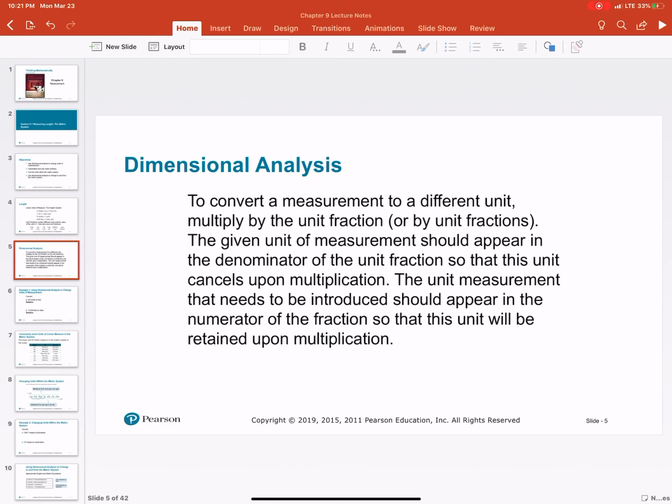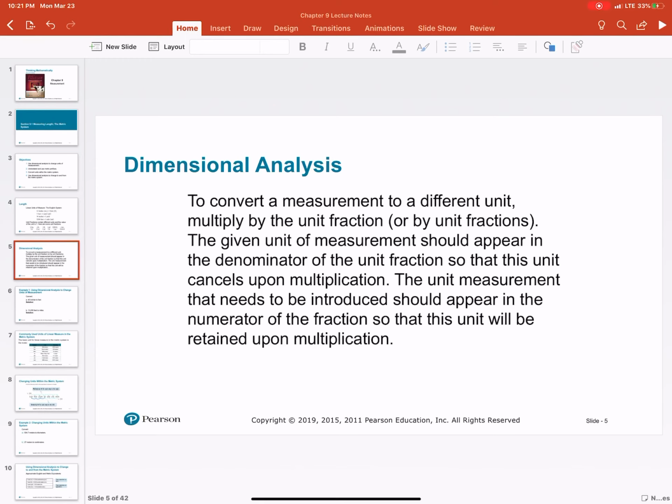So basically it's saying that whatever you start with, when you multiply, should be in the denominator of the fraction so you can cancel out the units, and then have the numerator be the thing that you want to get.